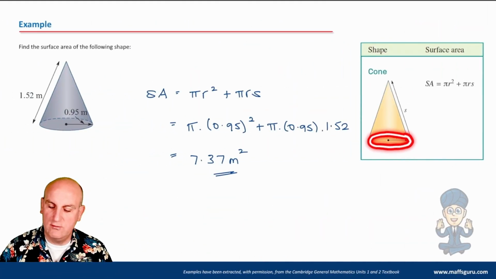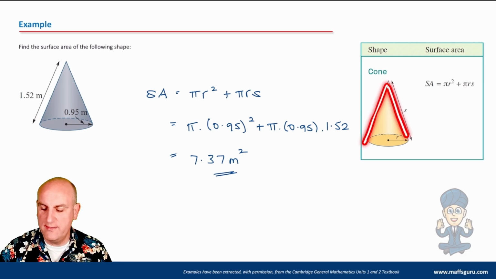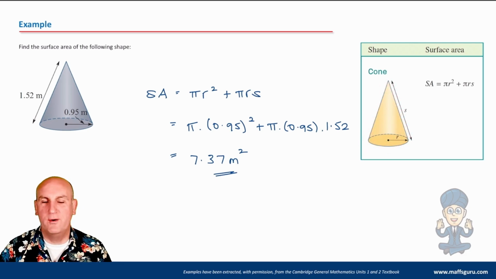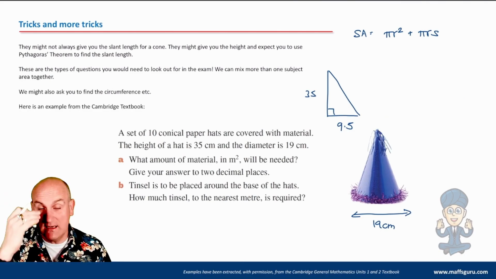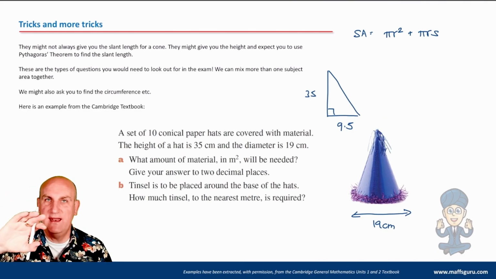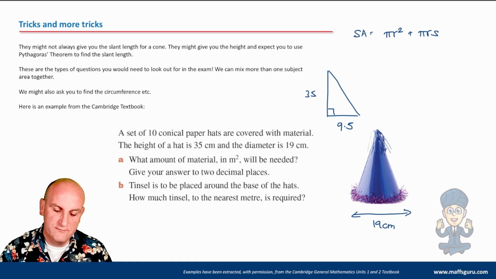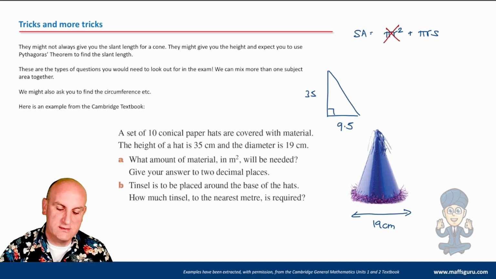we're adding the area of the bottom and this area of all this outside as well. Well, with a party hat, am I going to put material on the bottom? No, because then I'd never get the hat on my head. So again, I think I'm just looking for the section outside, which means we don't need the pi r squared. So there we go. So that was trick number 1.